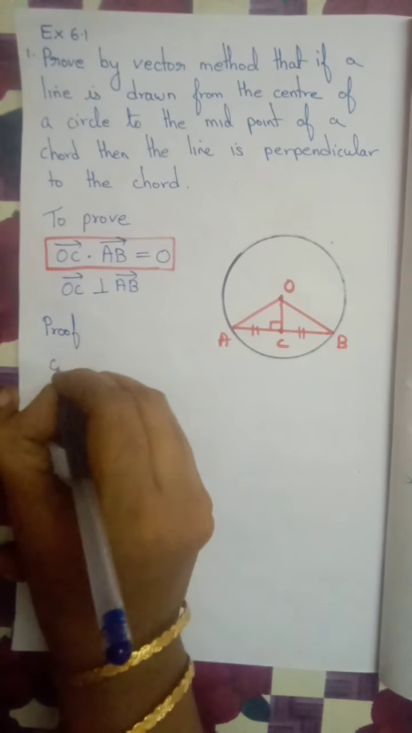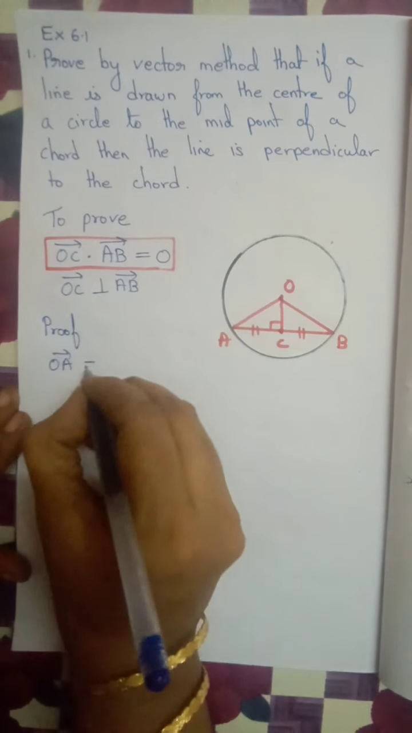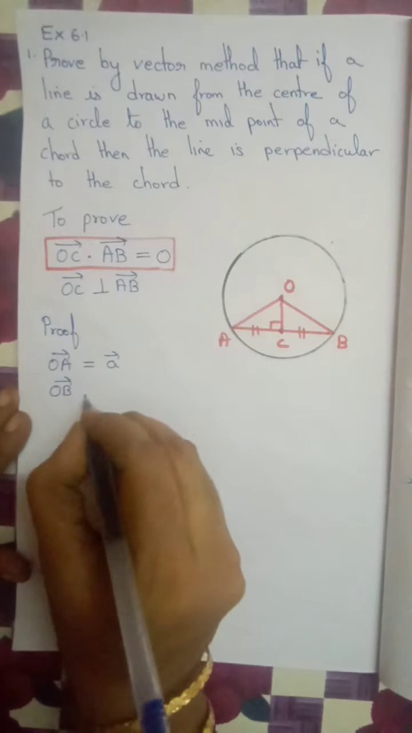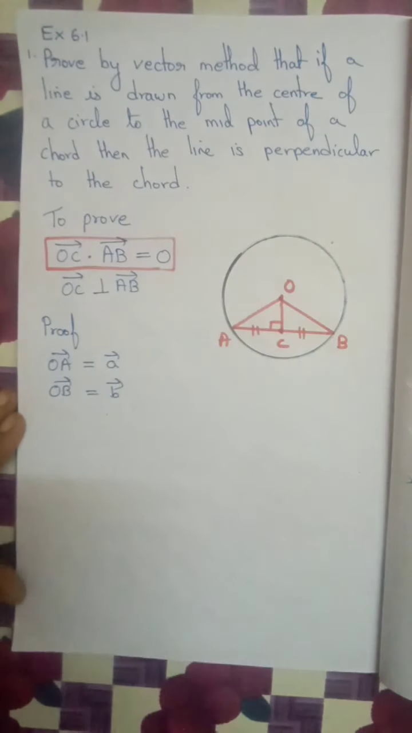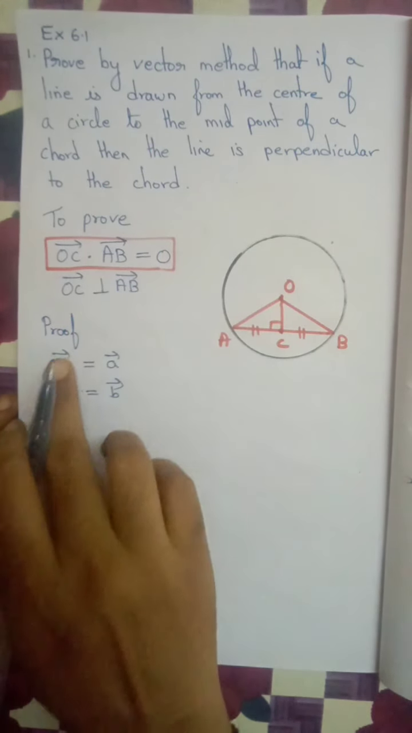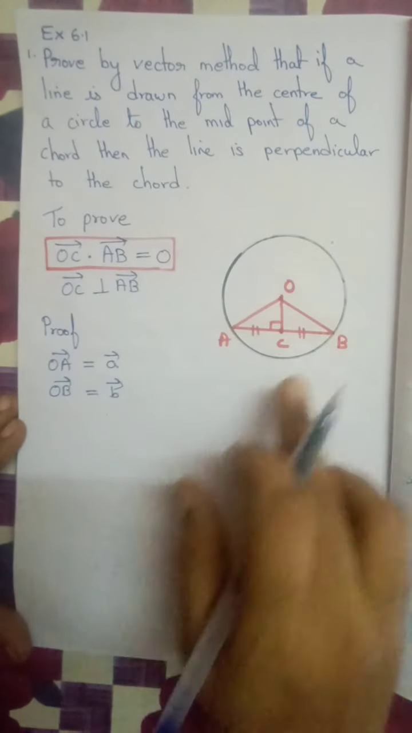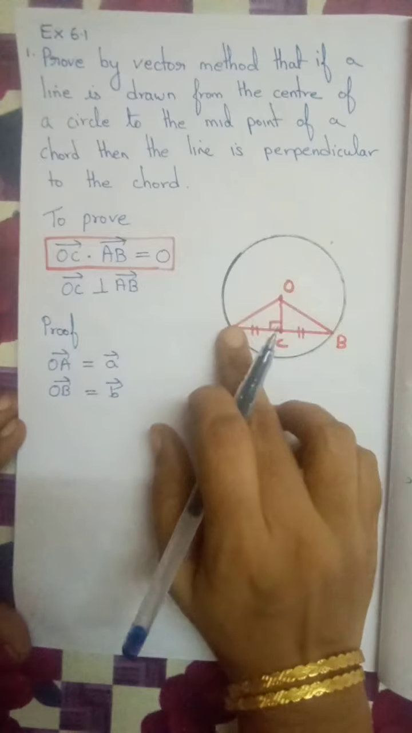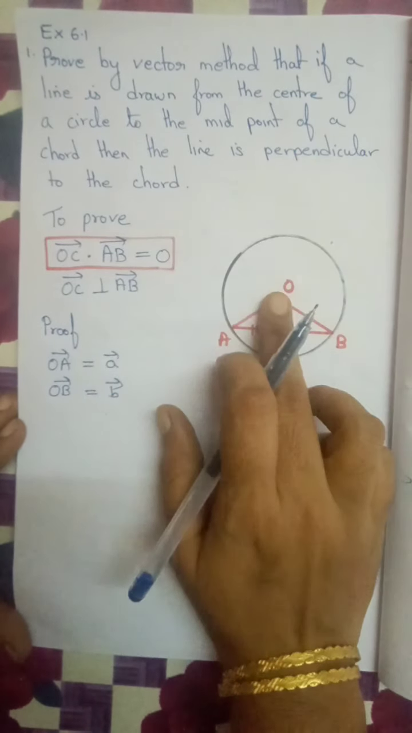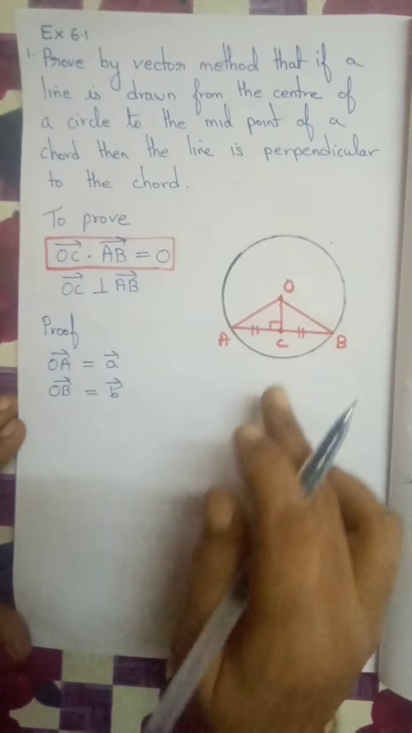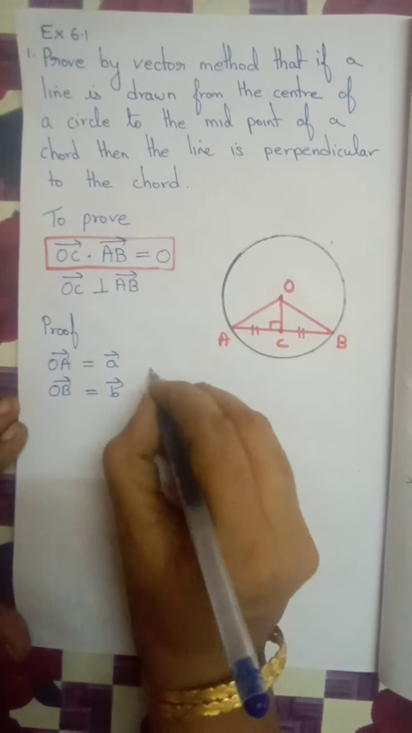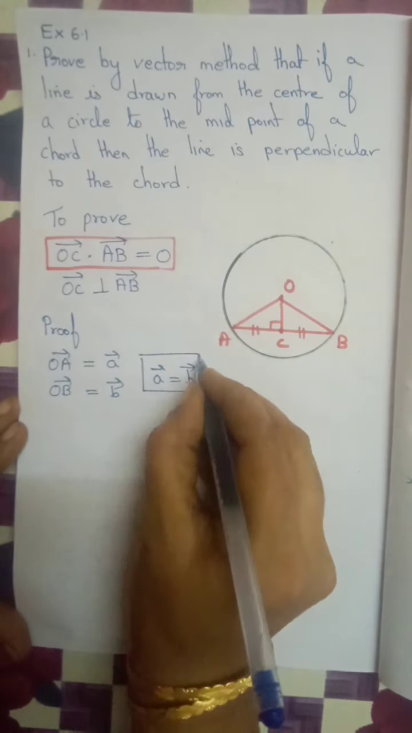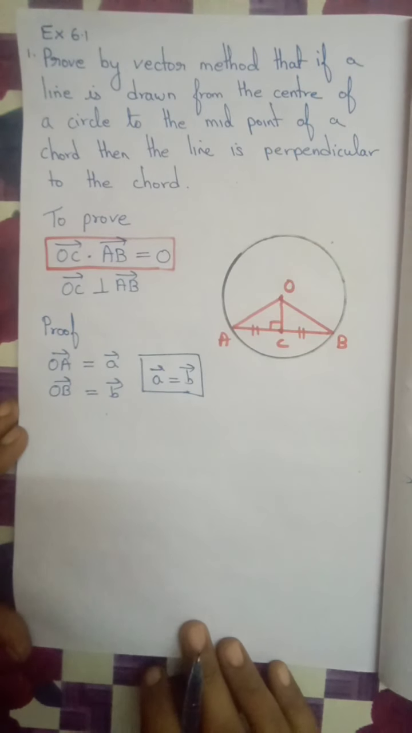Let me assume the position vector of OA is A vector and the position vector of OB is B vector. But we know OA and OB are the radius of the circle, because OA is a line joining from the center to the boundary, and OB is also a line joining from the center to the boundary. So actually the magnitude of A vector is equal to the magnitude of B vector. Since they are radii, they both are equal.